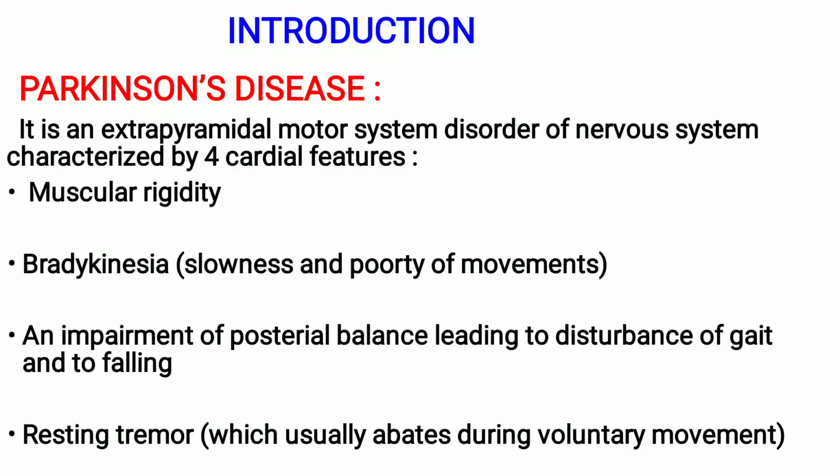First we will discuss the brief introduction of Parkinson disease. It is an extrapyramidal motor system disorder of the nervous system characterized by four cardinal features. Let's see those four cardinal features one by one.